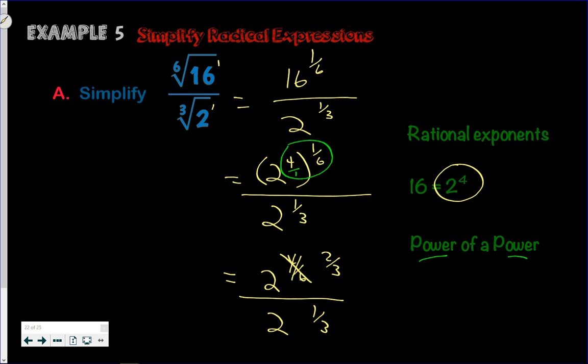Okay, so now when you divide two numbers that have the same base, what do I do with their exponents? What's the rule? Don't add them, you subtract them, right? Okay, so I'm going to come over here on the side. What's that going to end up equaling? Okay, so 2 1/3.